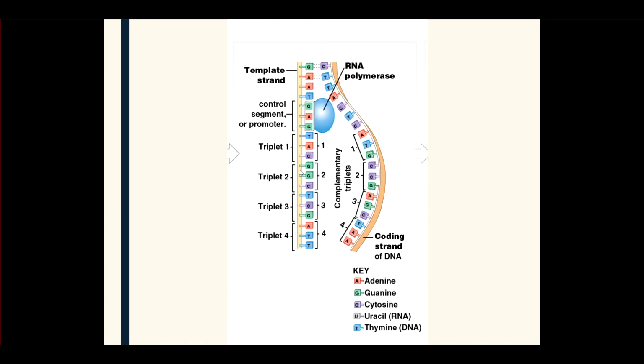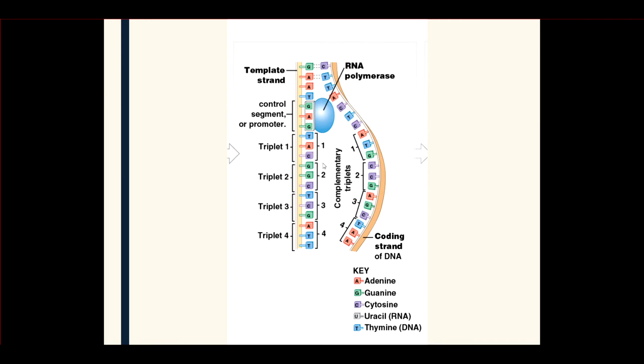Let's take a look at the second triplet. The second triplet was GGC. So as this RNA polymerase goes to the second triplet, it's going to read that second triplet. It's going to pick up nucleotides and base pair them. So think about this for a minute.